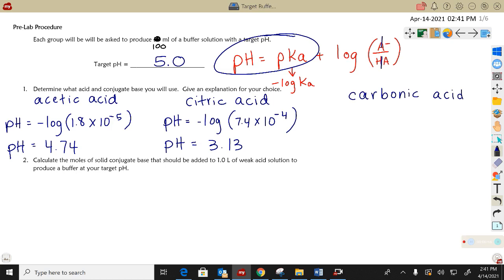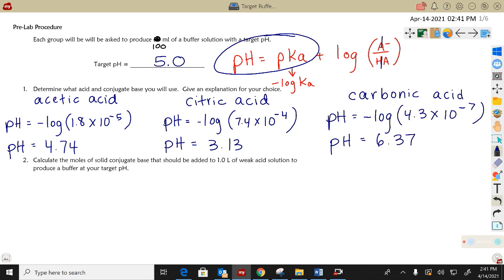Again, why do I really care? Just because then I'm going to use the Ka1. So to calculate my pH, I'll just say the negative log of Ka1 for the carbonic acid, 4.3 times 10 to the negative 7. We'll plug that in and get about 6.37.